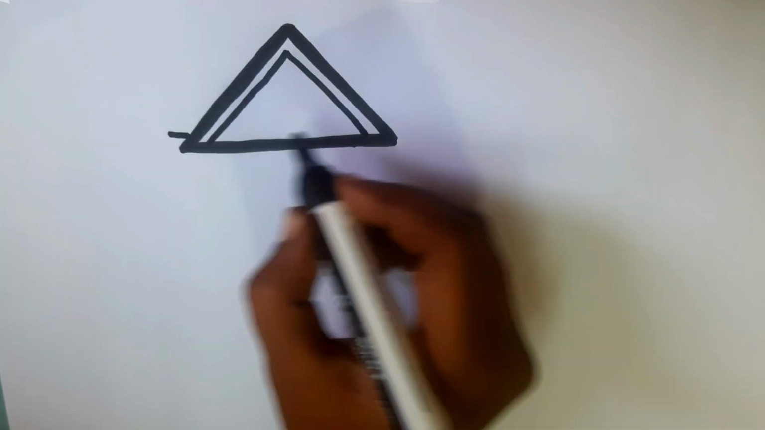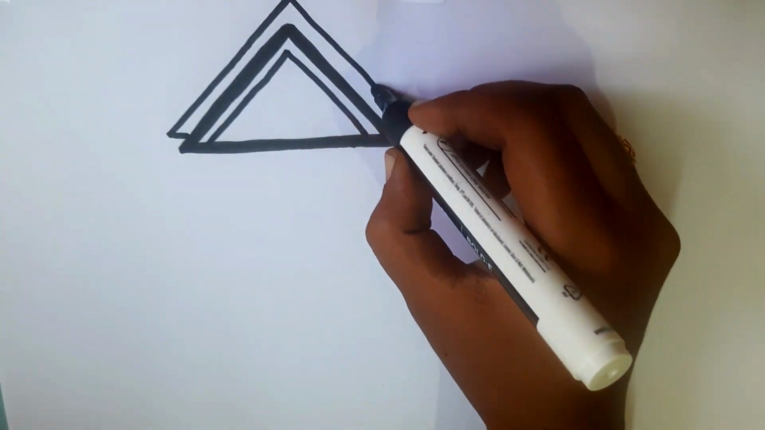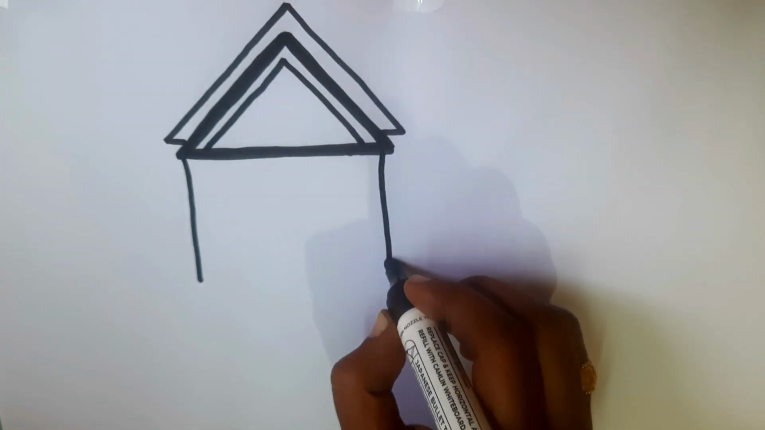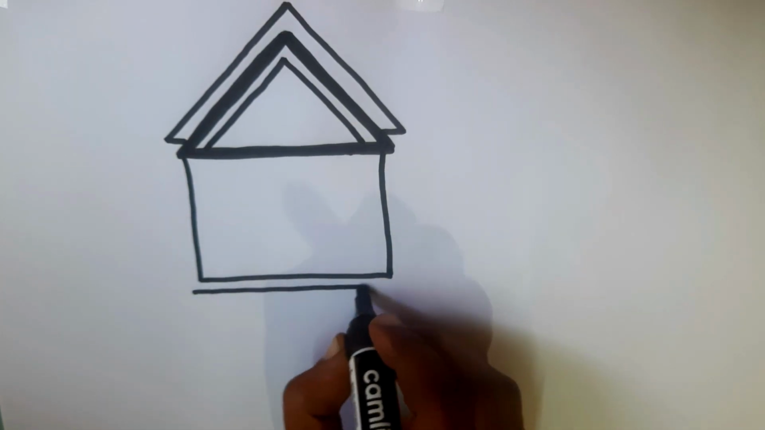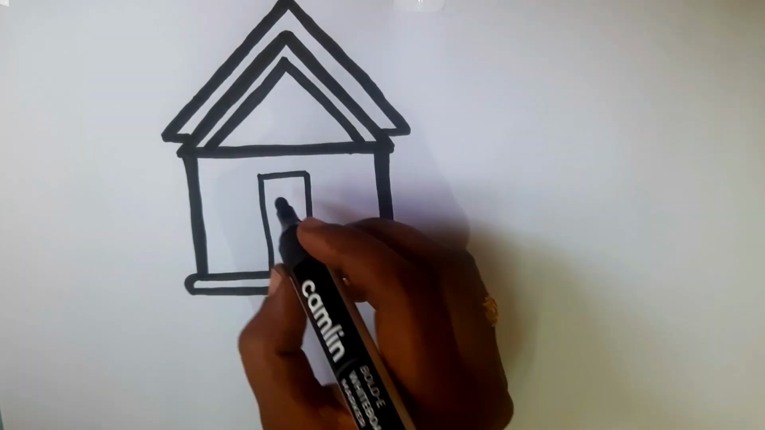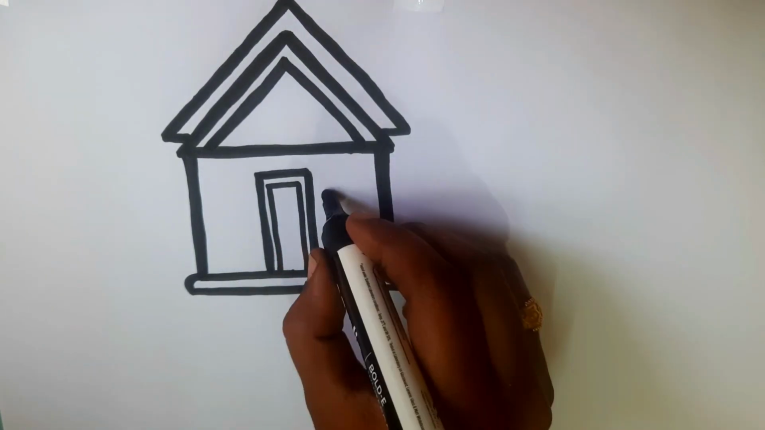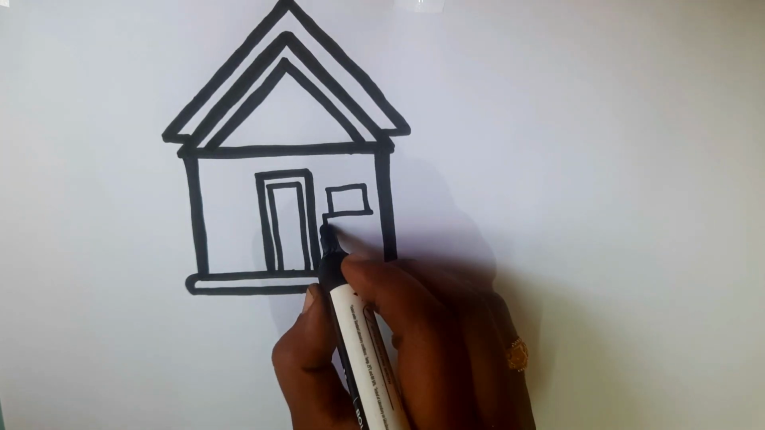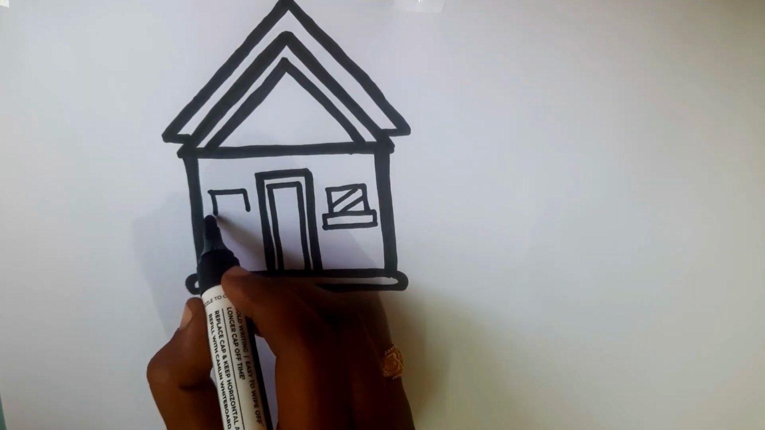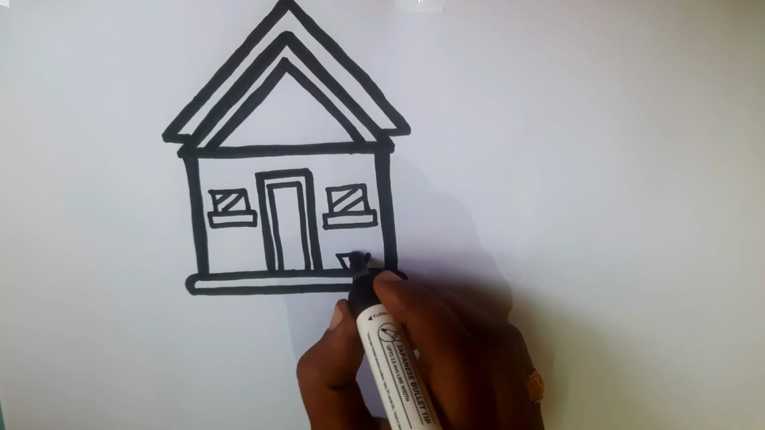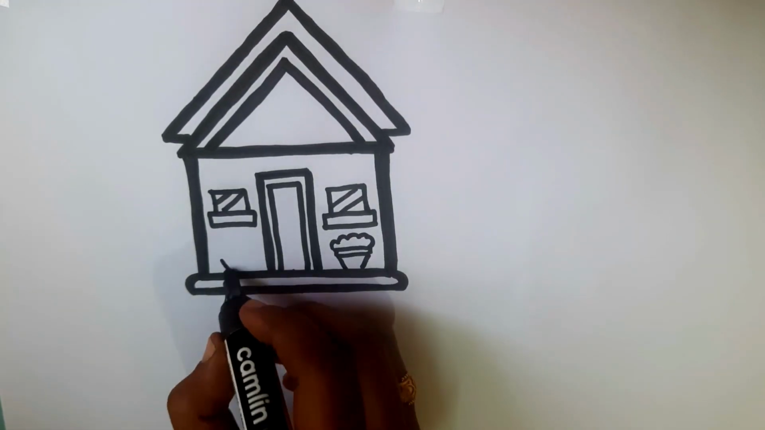Today we are going to draw a house with sceneries. Come, let's draw the house first. Entrance of this house. Windows of this house. A small flower pot.